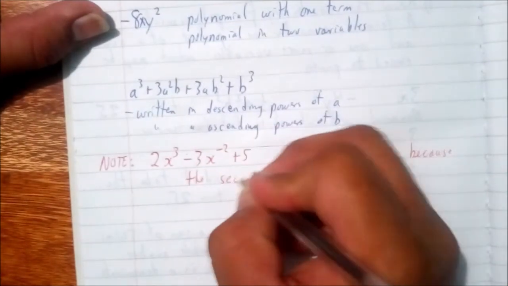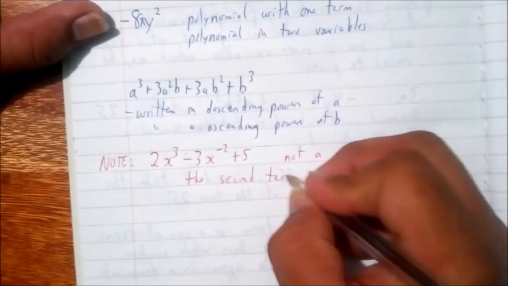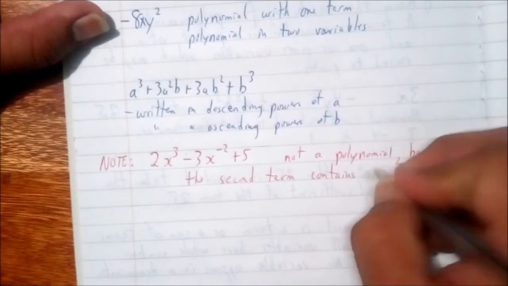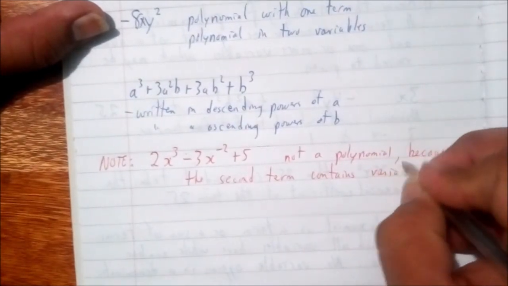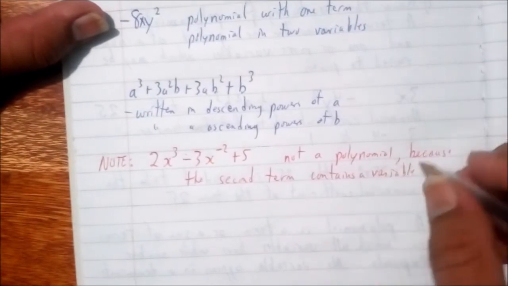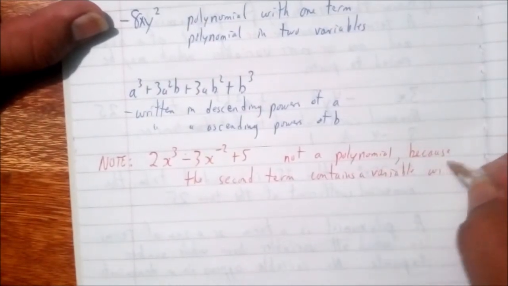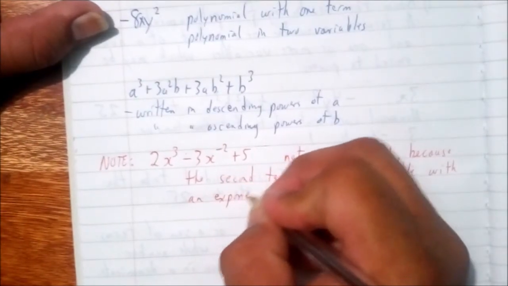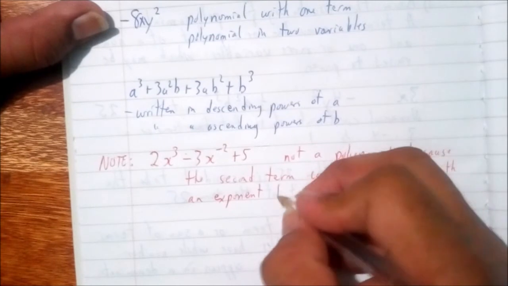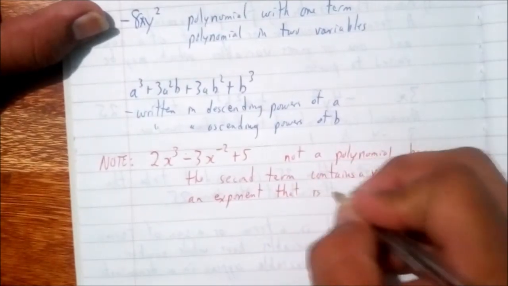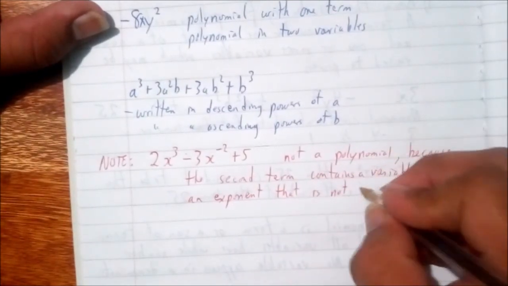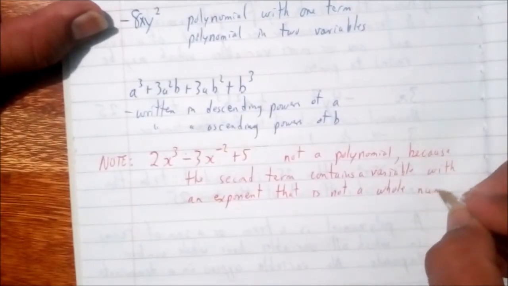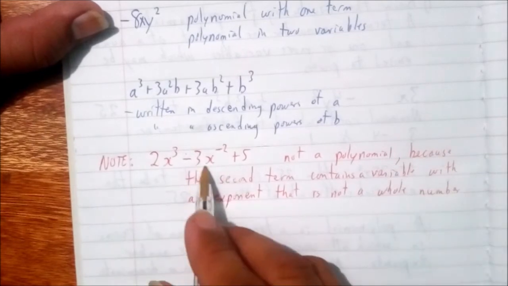the second term, notice it well, the second term contains a variable with an exponent that is not a whole number. Okay, the exponent in the second term is not a whole number.